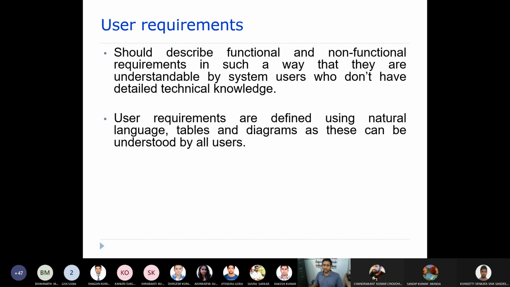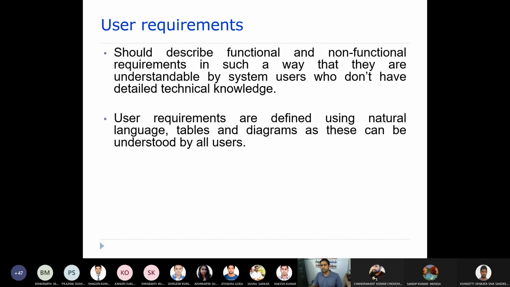So usually these requirements describe the functional and non-functional requirements in such a way that they are understandable by the system user who do not have detailed technical knowledge. User requirements again can be functional and non-functional, but the description is given in such a way that the users should understand them first, because they do not have technical knowledge. If you use any computer jargon or technical terms, they will probably not understand.